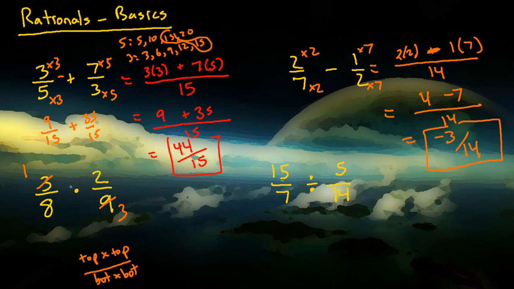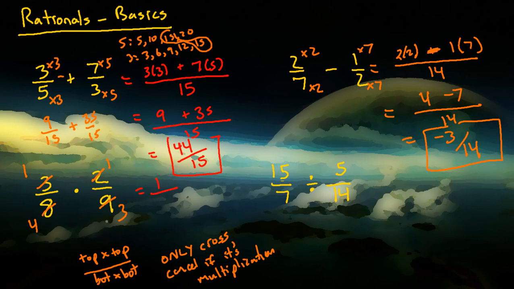This is very important. I can only cross cancel if it's multiplication. I cannot cross cancel in any other circumstance. It must be multiplication. So let's take a look here, 8 and 2. I can divide those both by 2. So 1 and 4. Now I'll do top times top. 1 times 1 is 1, and 4 times 3 is 12.